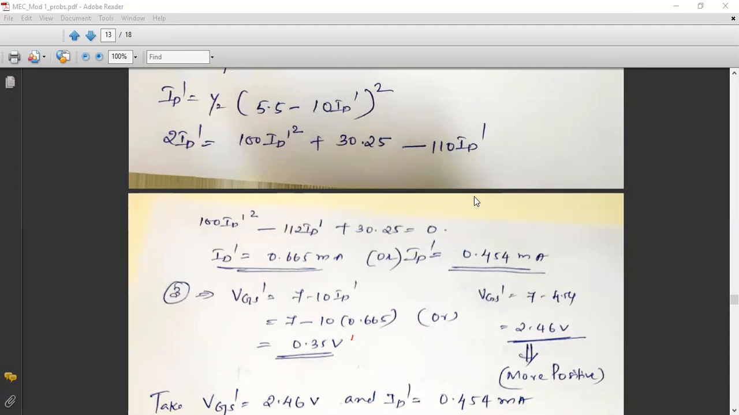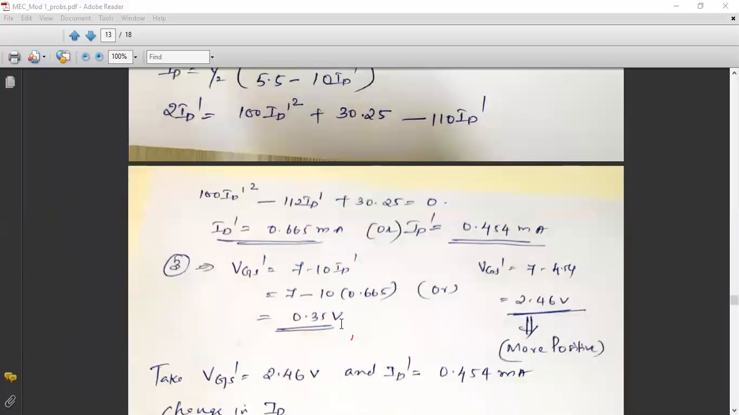So NMOS means the gate should be more positive for the conduction to take place, and saturation operation is the most feasible Q point region. So for that, your VGS should be more positive. If you compare these two values, 2.46 is more positive than 0.35 volt. So we will go with this VGS dash and the corresponding value of ID dash. So you can fix these two ideal values, that is VGS dash is 2.46 and ID dash is 0.454 milliampere.